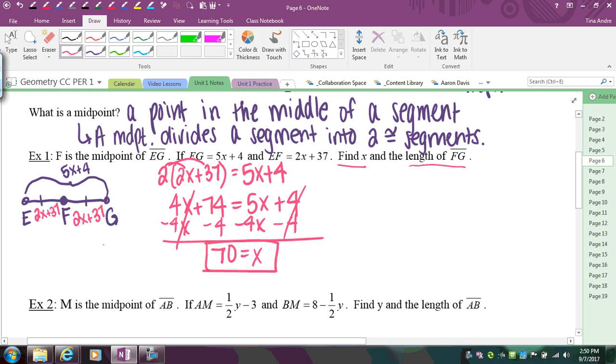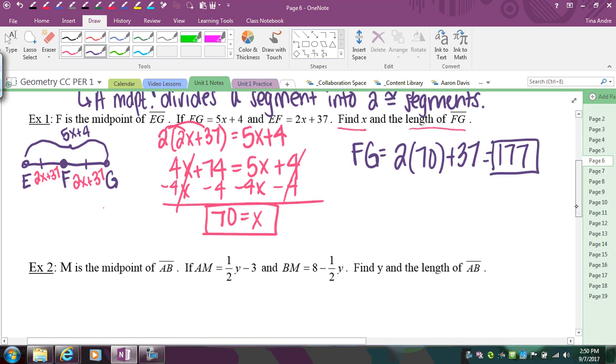The second part is to find the length of FG. To find the length of FG, you go back to your picture, and remember we said that these two parts are equal, so FG is the same thing as 2x plus 37. So I'm going to plug in the 70. I have 2 times 70 plus 37. You simplify that and you end up with 177. So there's the second part.